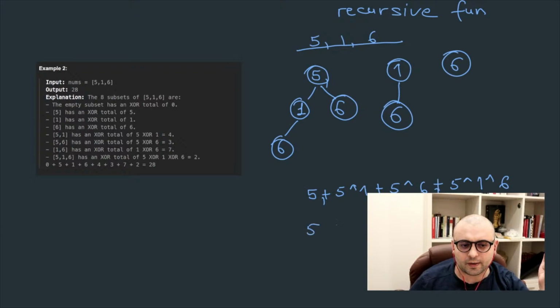So it will be like 5 plus 5 XOR 1, which looks like it's 4. 5 XOR 6 will be 3. Plus 5 XOR 1 XOR 6 will be 2. Yeah, this one. Plus we have 1 XOR 6 as well. So 1 XOR 6 will be 7. And the last one, 6. So this will be our sum. So how can we code this? That's the interesting part.